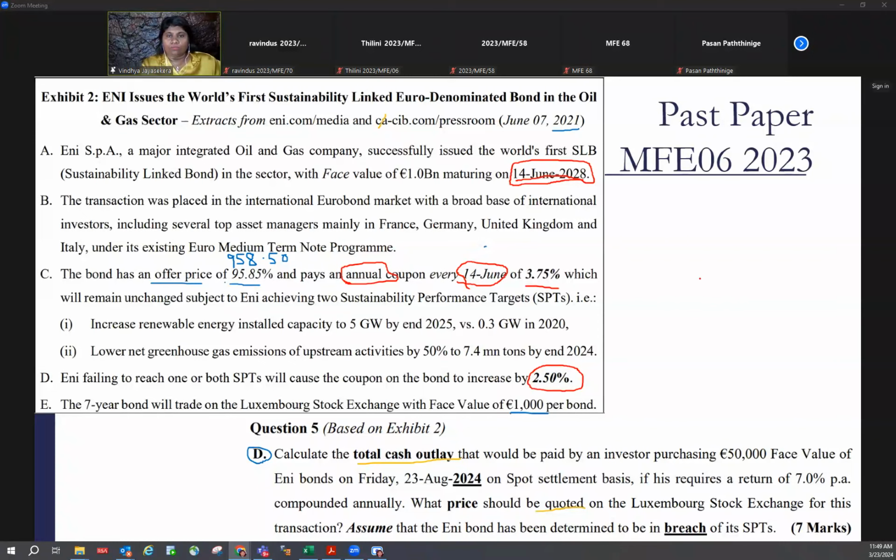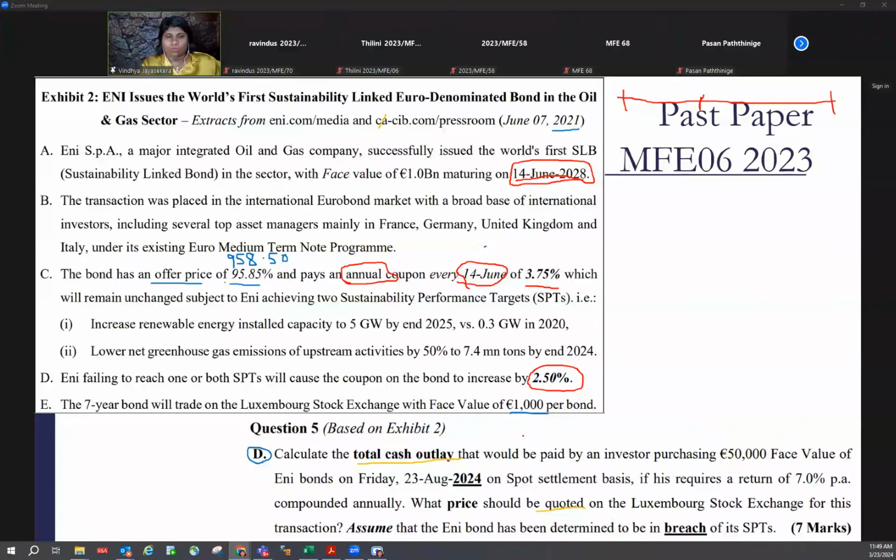So now we are here, 23rd of August 2024. Right. What's the first step? What is your trade date, settlement date? What is your last coupon? What is your next coupon?